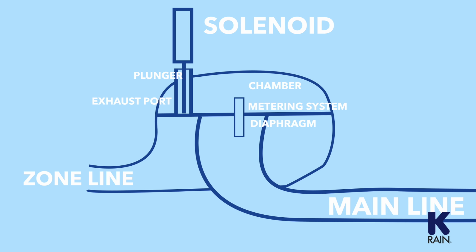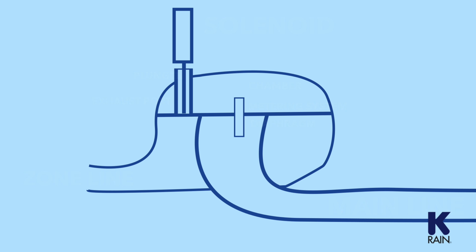The plunger inside the solenoid, when not energized, is seated on the exhaust port. When the solenoid is not energized, the valve stays closed because as water flows from the main line into the valve, some of the water flows into the chamber above the diaphragm through the metering system, filling up that chamber with water. With the area above the diaphragm full of water, there is equal water pressure on both sides of the diaphragm. But the valve is designed so that there is more surface area in the chamber above the diaphragm than in the inlet from the main line below it. This presses the diaphragm down and seals off the flow of water from the main line, preventing any more water from flowing through the valve.